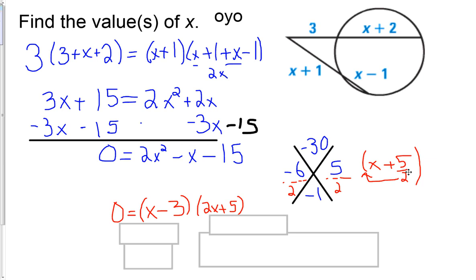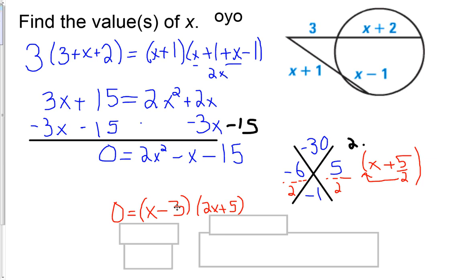We don't like the fraction, so we're going to bring the bottom up, that 2. So the 2 is going to slip in front of the x. Basically, we multiplied the whole thing by 2 to get 2x plus 5. But we had a 2 to start with, so we have to bring that 2 back.